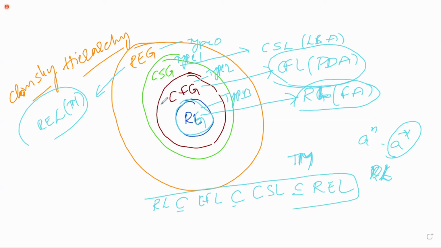Because regular language is in the part of the CFG only. CFG is in the part of CSG only. CSG is in the part of recursively enumerable language only. Can I write like this? Yes, ma'am. Okay, this is simply nothing but the Chomsky hierarchy.